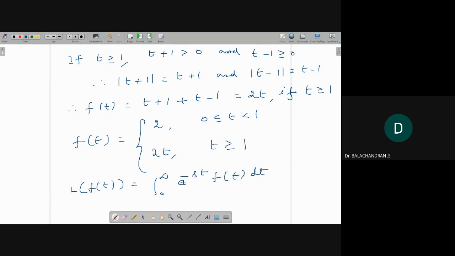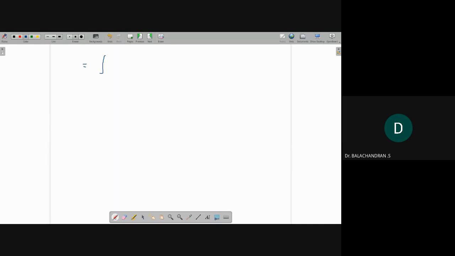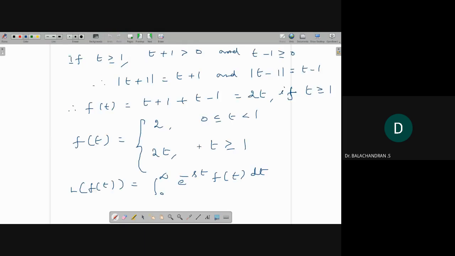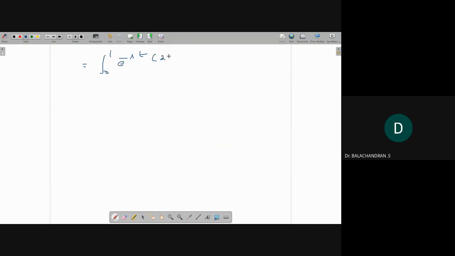Now we need to split the integral into 0 to 1 and 1 to infinity. So 0 to 1, e power minus st; in the interval 0 to 1, it is 2, plus 1 to infinity, e power minus st; in this interval, it is 2t dt. So the remaining part is just integration.